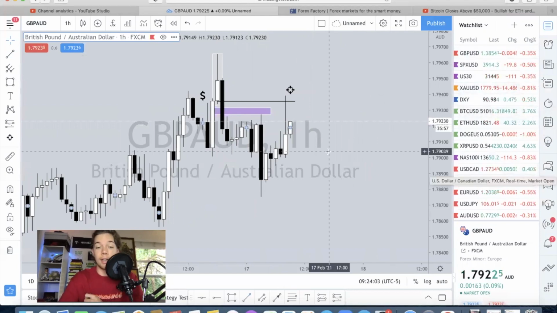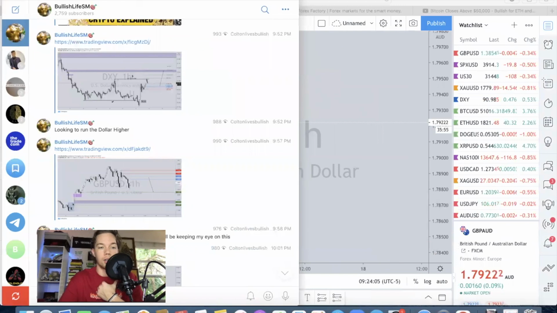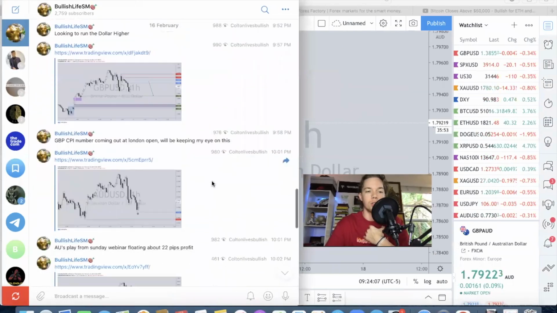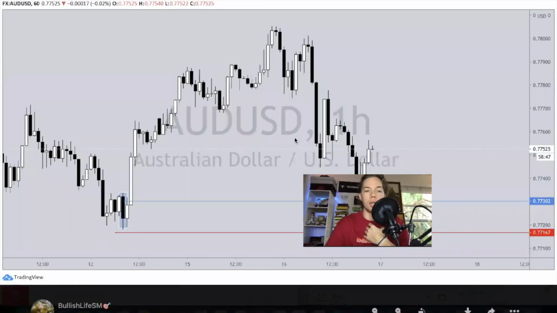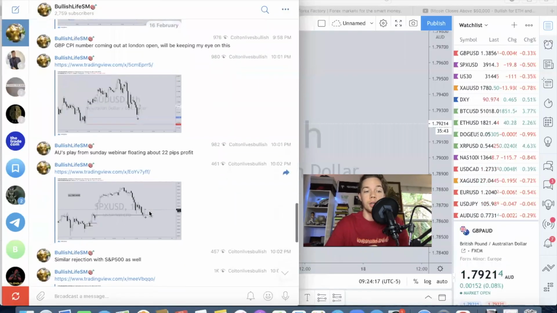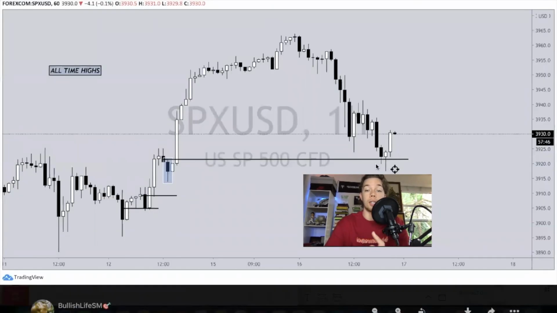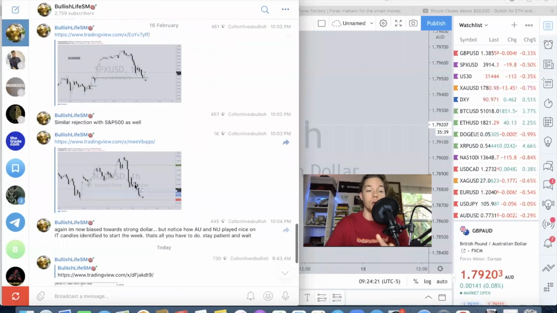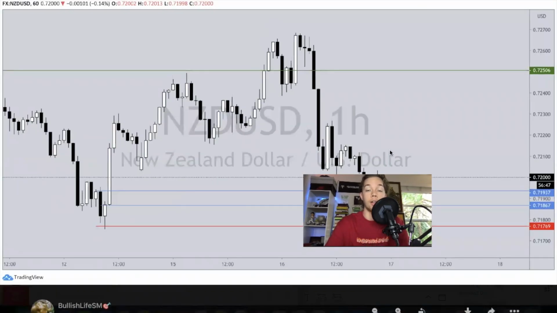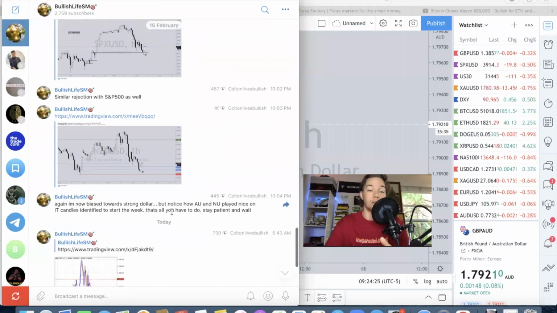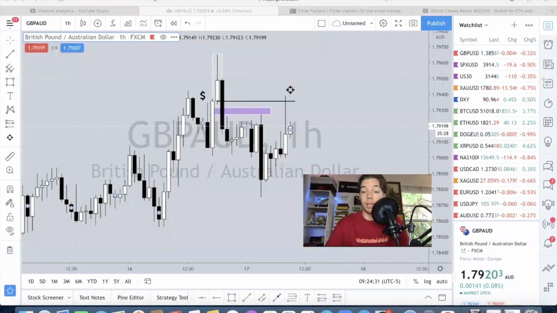Outside of that, let's see what else I updated you guys on here in the Telegram chat. So GJ, we had talked about AUD USD, right? Our IT candles that we were looking at on Sunday played nice here for about a 25 pip bounce. S&P also had a nice little bounce, and then NU also had a nice little bounce off of our areas. Now, like I said, here again, I'm biased towards a strong dollar, but notice how AU and NU played out nicely on the candles. That's why you stay patient and just wait for the candles to be hit.